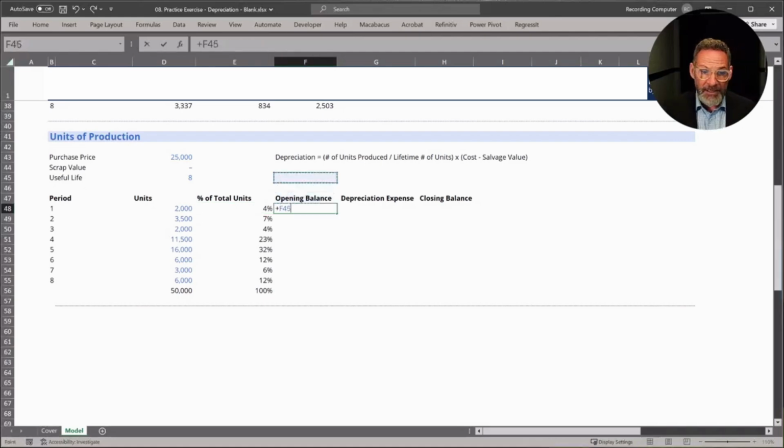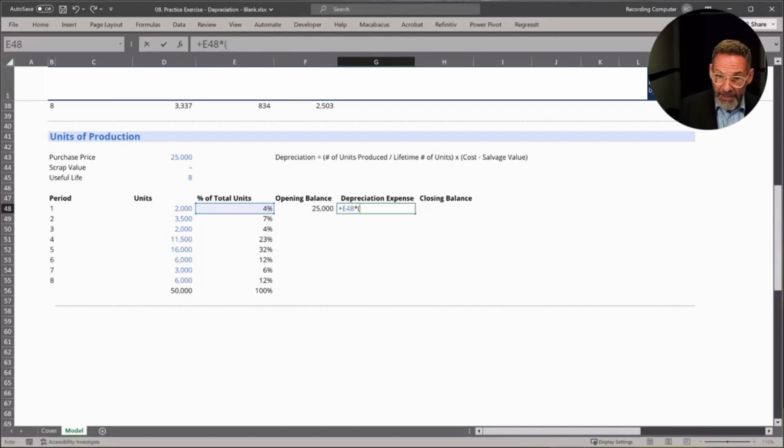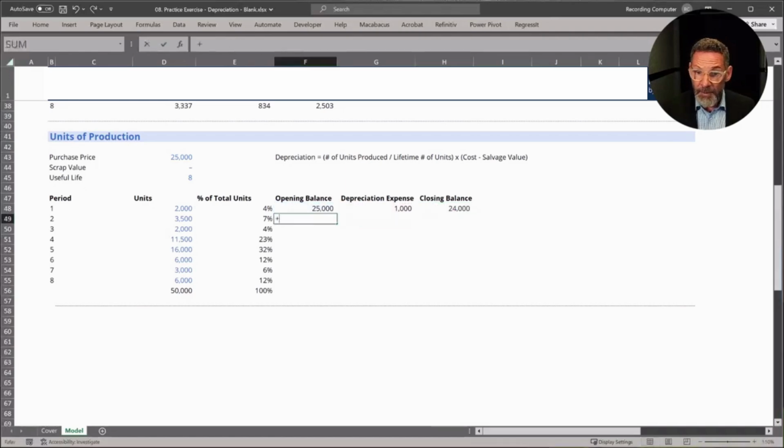So the opening balance is always going to be the purchase price to begin with, but our depreciation expense is going to be the number of units produced divided by the lifetime number of units, but we've already done that. That's 4%, but we're going to multiply it by the cost minus the scrap value, which we know in this case is 0. And we're going to record a depreciation expense of 1,000. Our closing balance is simply the opening balance minus the depreciation expense. And our opening balance is the closing balance from the period before.